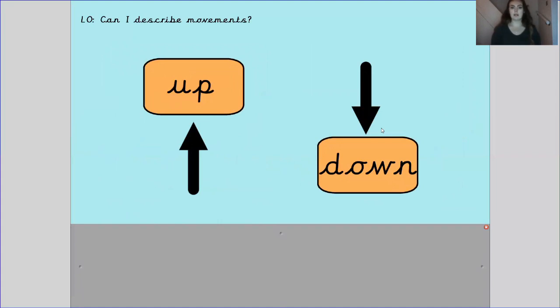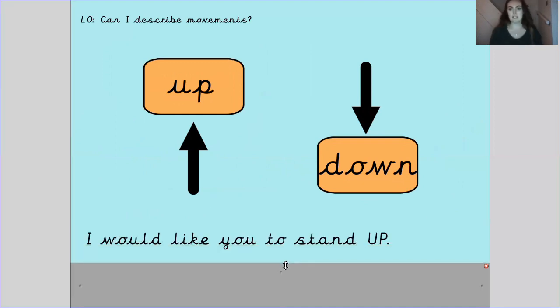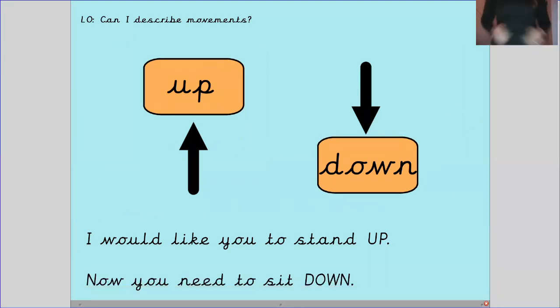Our next keywords are up, and down. What I would like for you to do now is to stand up. Stand up. Now I would like for you to sit down. Sit down.